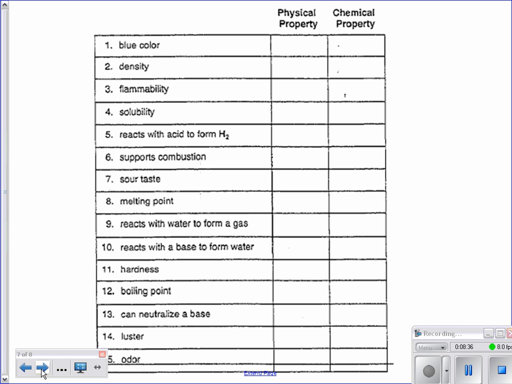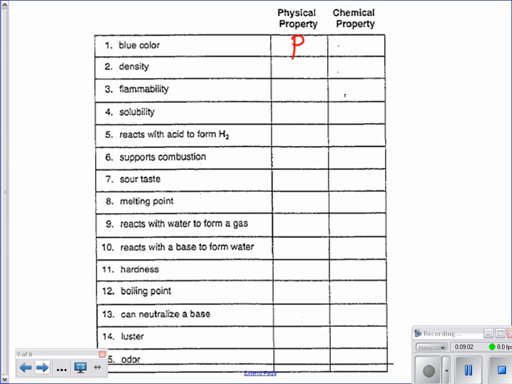Now we have some examples on the flip side of your sheet. And you guys are going to call out the answers because I know you know this stuff. First one, we're just thinking about properties at this point. So is this a physical property or a chemical property? If I said this thing is blue, what would that be? Physical. Physical.